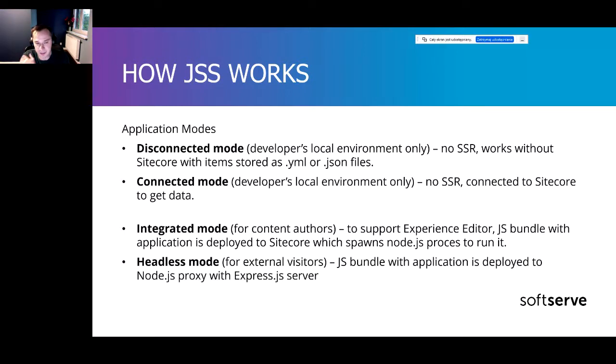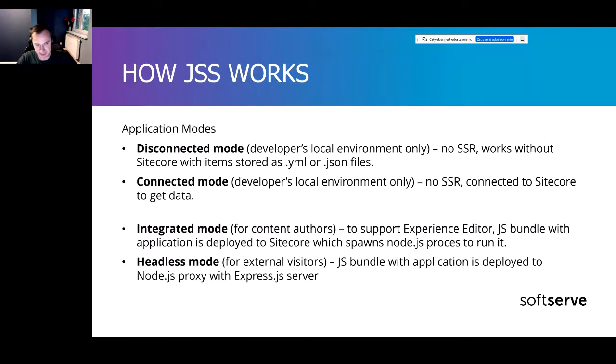Then there is the connected mode. Again, the front-end developers run it locally on their machines. It starts the local Node server, but it connects to Sitecore to get the data. Sitecore could be either local or remote. And in this mode also there is no server-side rendering. But on the higher environments, so in production or test, JSS works in different modes.